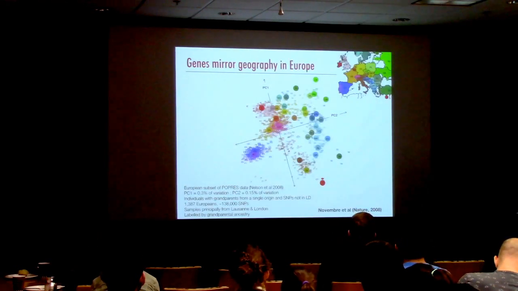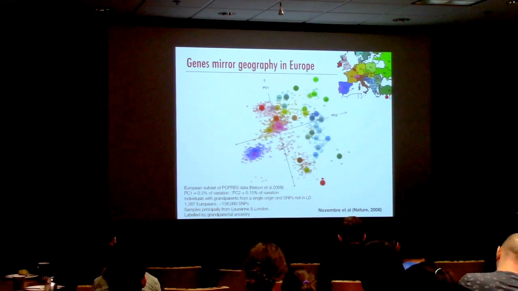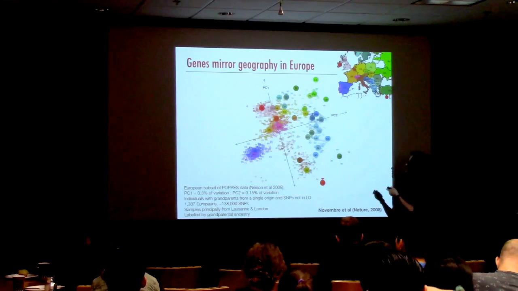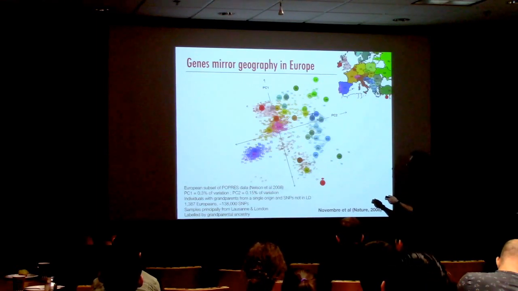This is an example of PCA being applied to European data that I was involved in, where we were able to look at a large number of individuals from across Europe, and what's shown here is the PCA on their genotype data matrix.